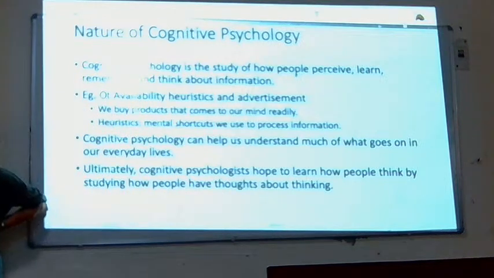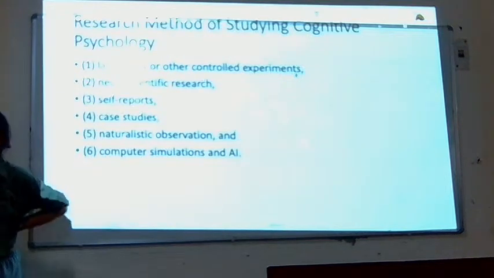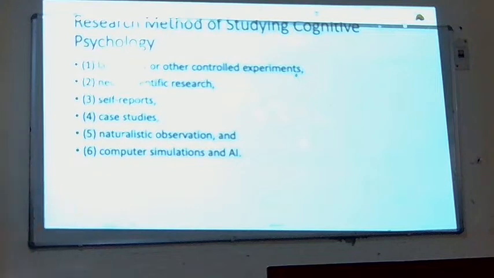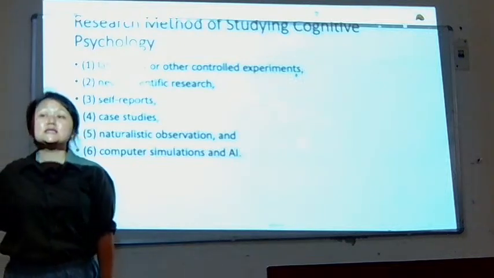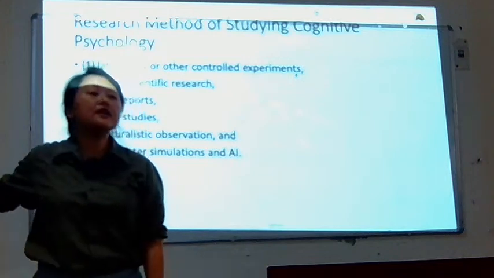Okay. Yes, so research methods of studying cognitive psychology. The first one is laboratory or other controlled experiments. Then neuroscientific research, self-reports, case studies, naturalistic observations, and computer simulations and AI. Computer simulations and AI is a very new field. It's a very interesting field.